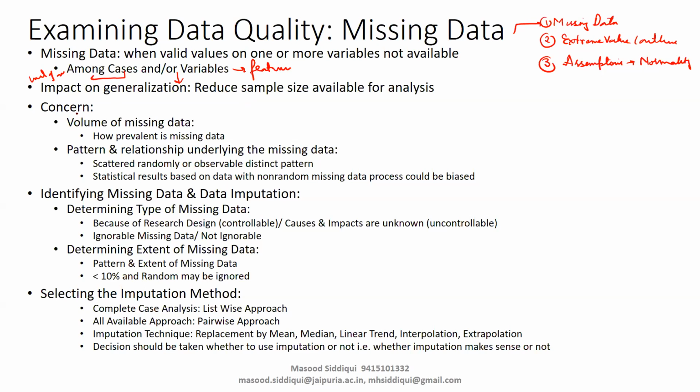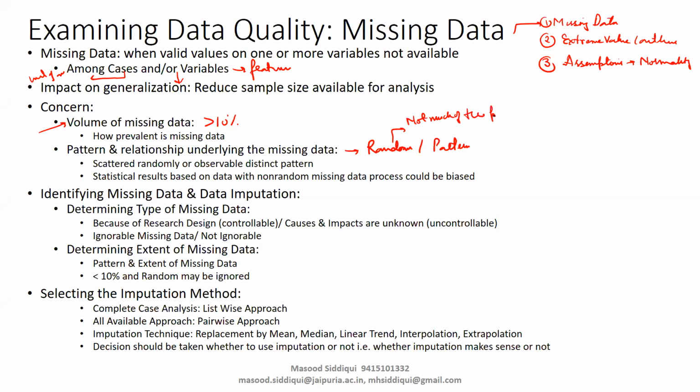And the main point of concern is twofold. Number one is what is the volume of the missing observations? If we have more than 10% of the missing observations, right, means the volume is quite high. The second is pattern and relationship of the missing data, means whether the data that is missing is random or it is following some particular pattern. If data is random, there is not much of a problem.